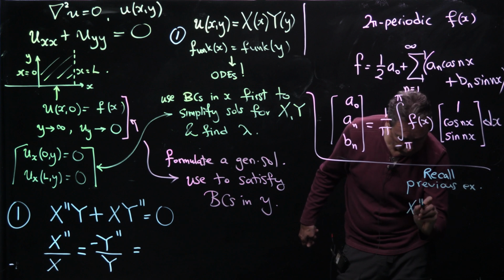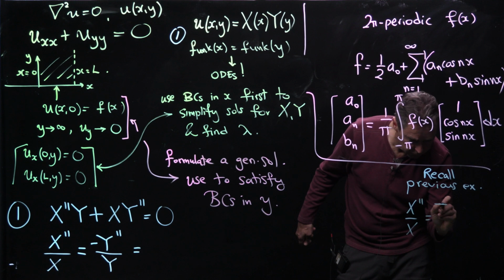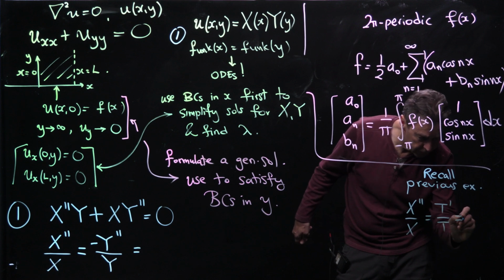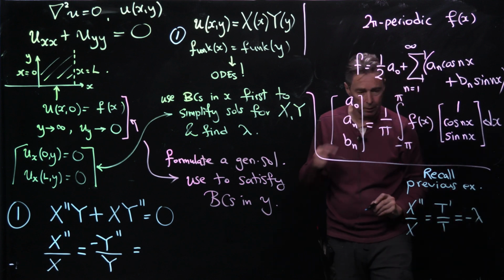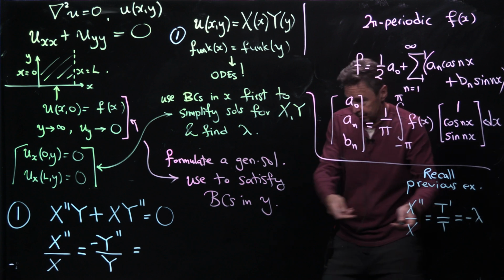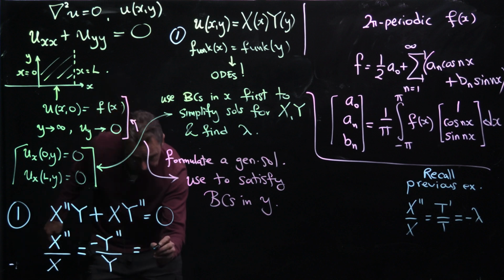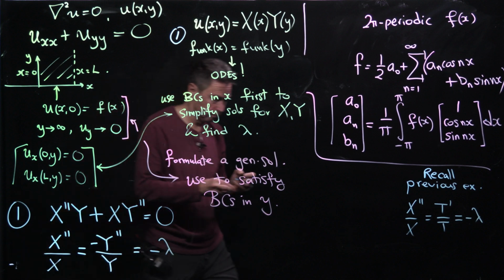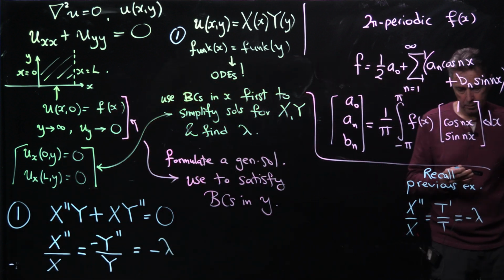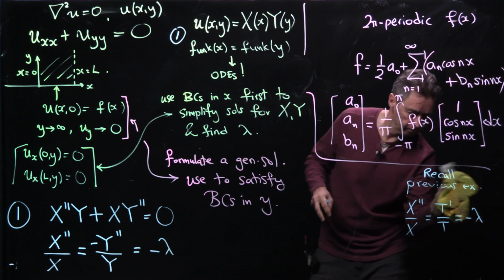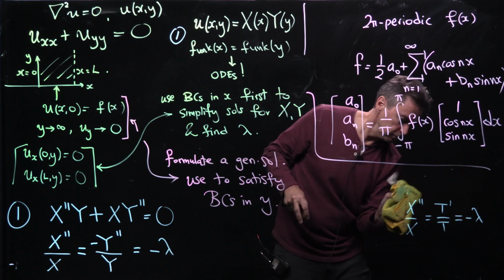That was X prime primed over X equal to T primed over T, and I said, oh, hey, let's make that equal to minus lambda. Great. Well, I've got X prime primed over X again. Let's do the same thing, just following the same strategy. Great.